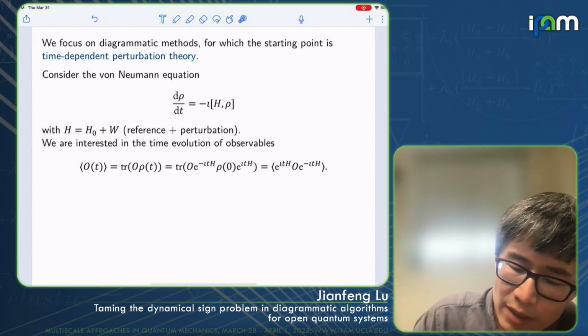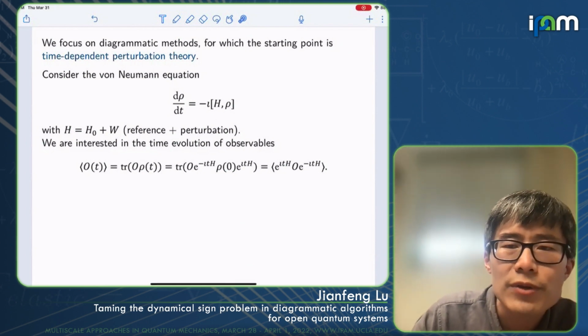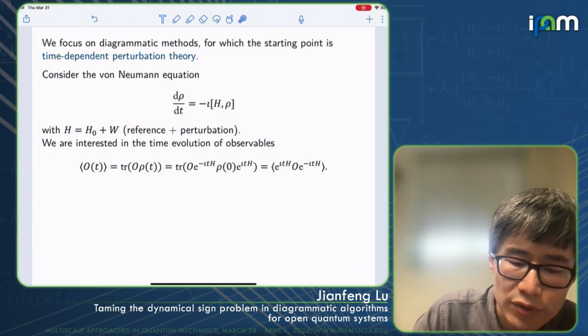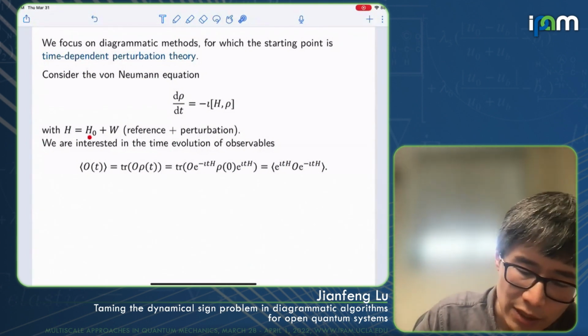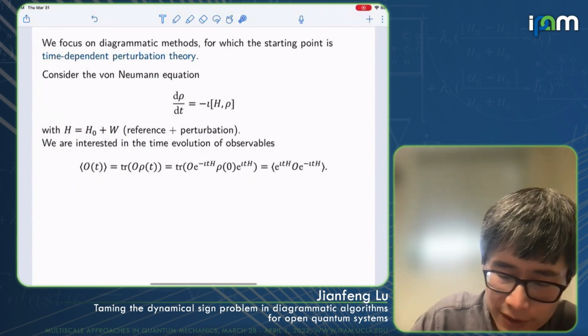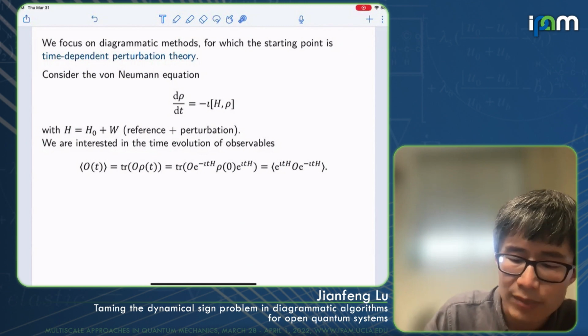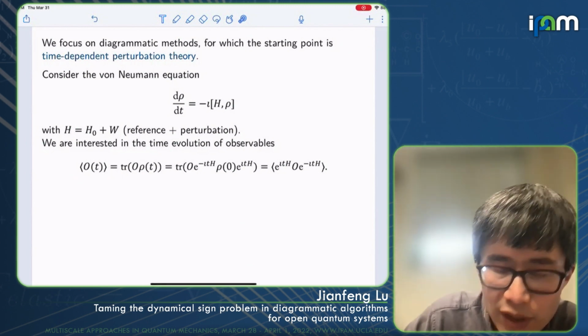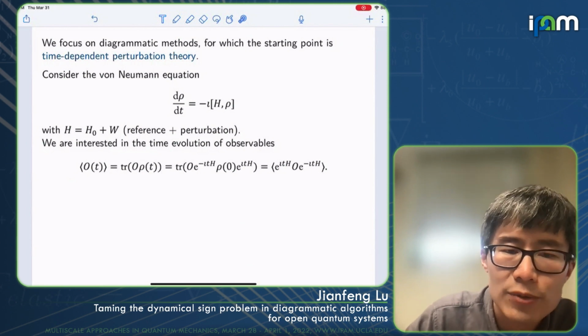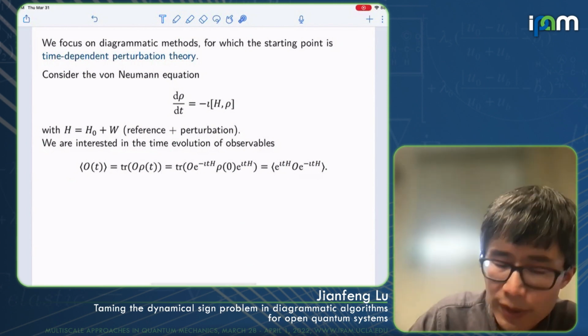So we're thinking about the von Neumann evolution of the density matrix. For the usual setup of time-dependent perturbation theory, I view this Hamiltonian as a reference Hamiltonian plus some perturbation, and we're interested in the time evolution of the observables, which is given by that. It's just the trace of the observable with the time-evolved density matrix, or written in this way.